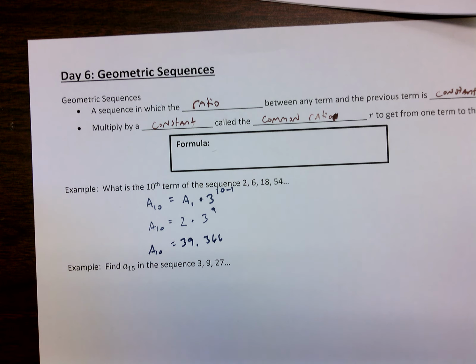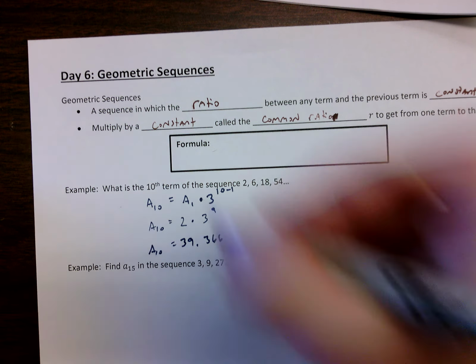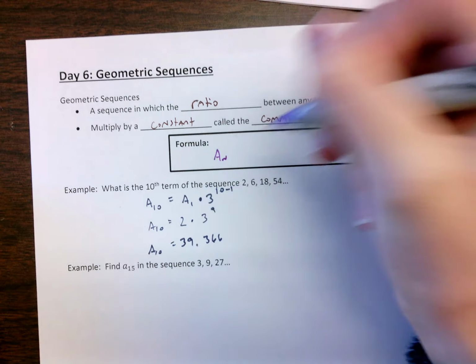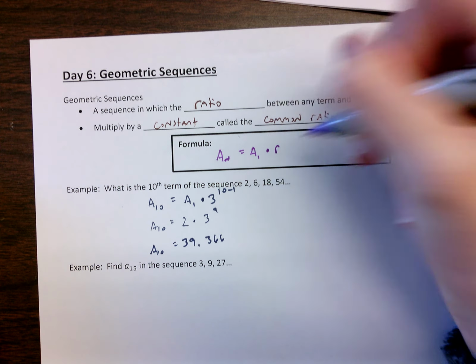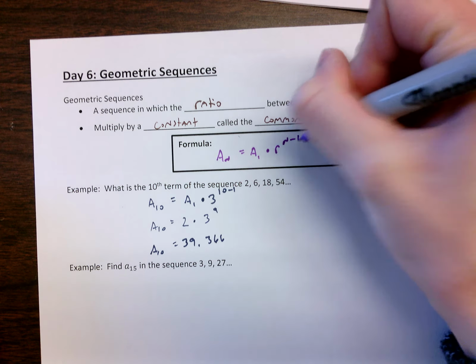Okay, great. So let's go back and fill in what our generic formula is. Our generic formula is to find any given term in the sequence, start with the first term, and multiply it by your common ratio, n minus 1 times.